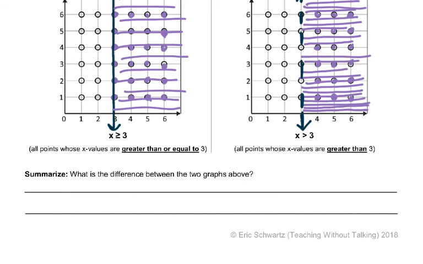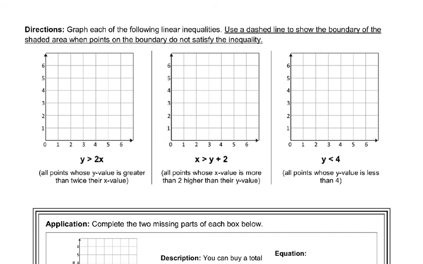So now I want you to take a second and summarize the difference between these two on these lines here. The main thing we want you to take away from this is that when you see the equal part as part of the solution, you should have a solid line on your graph. And when you see the dotted part as part of your solution, that means you don't have the equal part in your algebraic expression. You just have a greater than or a less than. All right, last page. It says graph each of the following linear quantities.